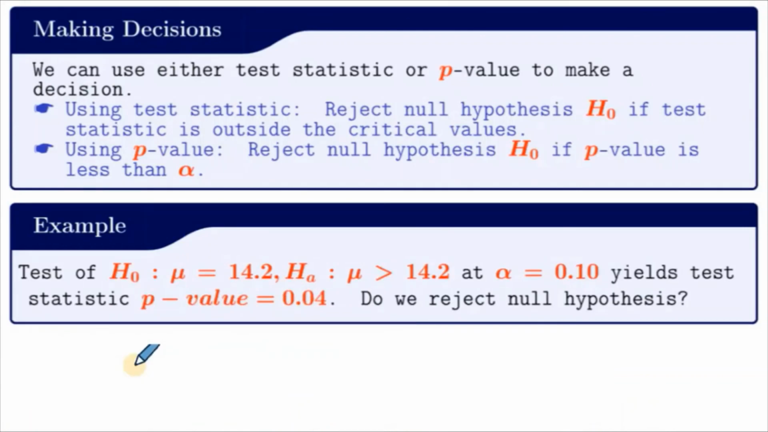Next, let's look at this example. Here, alpha is 0.10 and p-value is 0.04. So we can compare them right away and we can see that p-value is less than alpha. So we reject our null hypothesis. So reject null hypothesis.